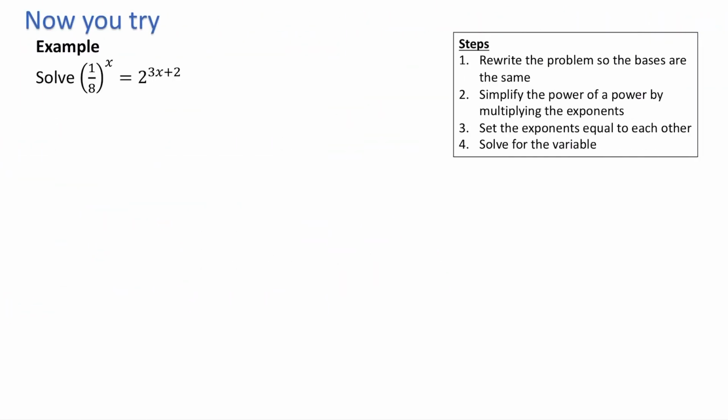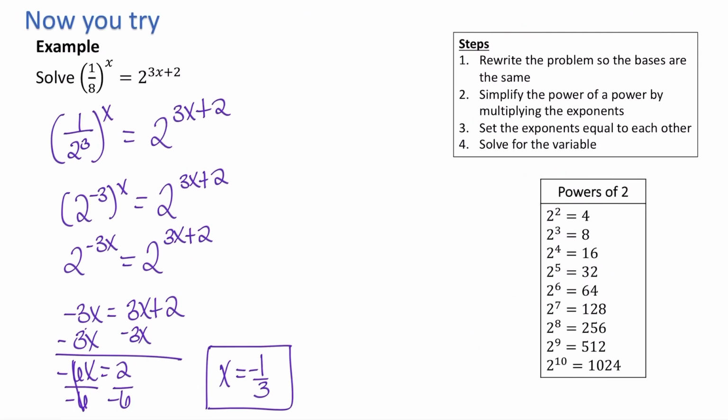So now you can go ahead and pause the video and try this example on your own. Once again, you're going to look around that powers chart and see where you have an 8 and a 2 related to each other. And that is in the part where you have the powers of 2. So 8 can be rewritten as 2 to the third. So we have 1 over 2 to the third to the x power, and that equals 2 to the 3x plus 2.